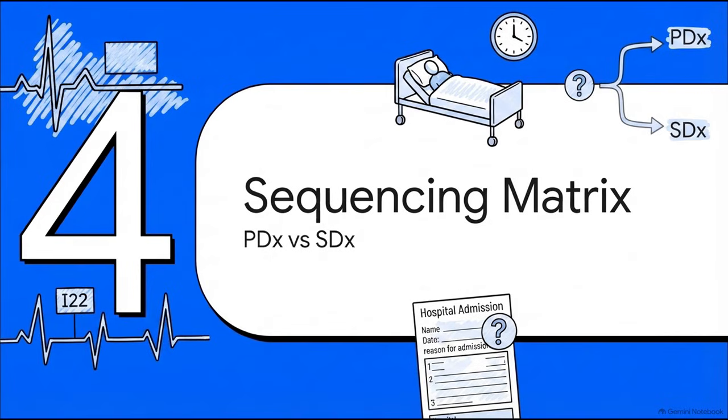Section 4, sequencing matrix logic, principal versus secondary diagnosis. Okay, so we know the codes and we know the restrictions, but how do we sequence them? Well, it all boils down to where the patient is when that second MI strikes, and more specifically, what drove the admission in the first place.